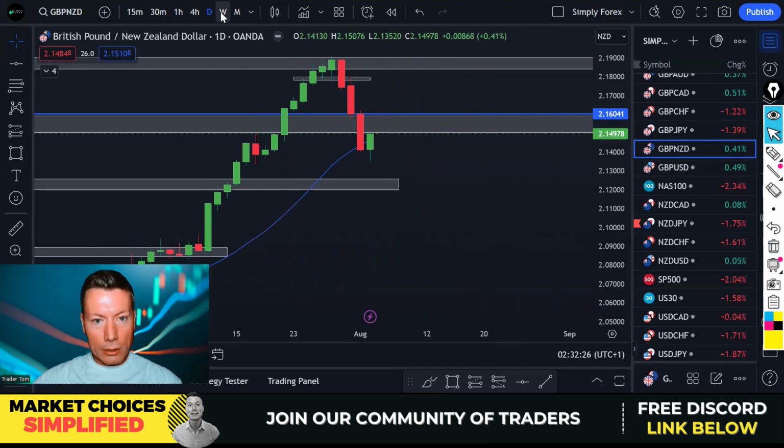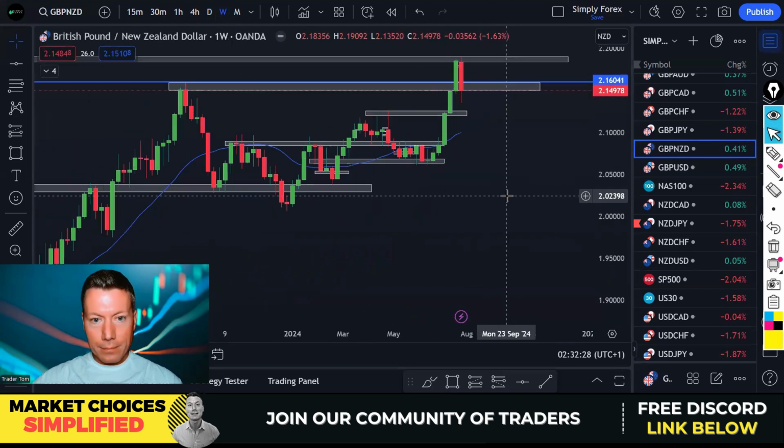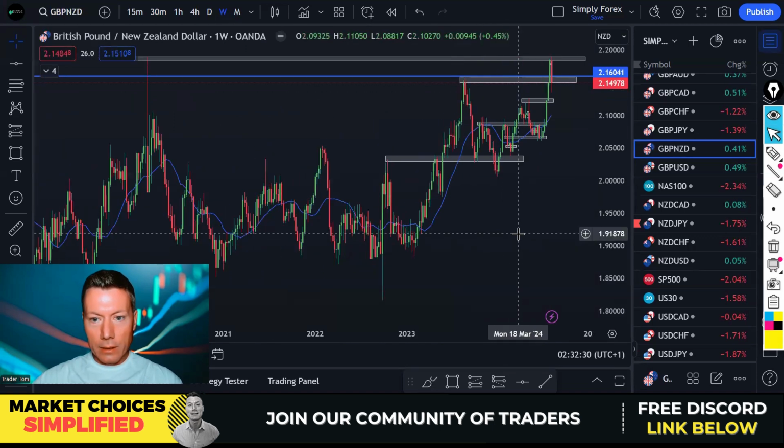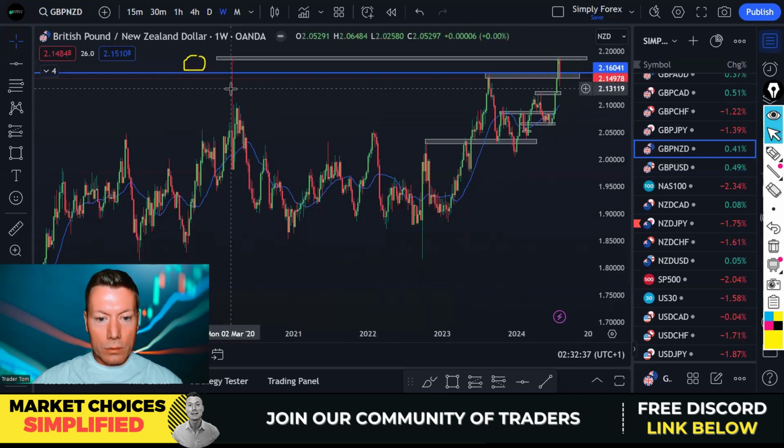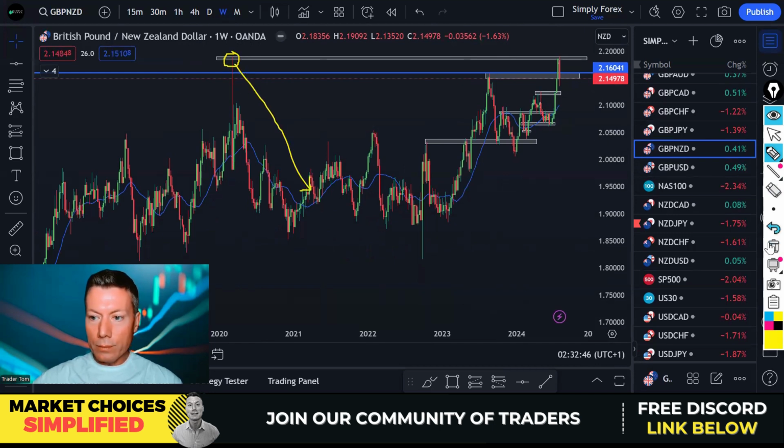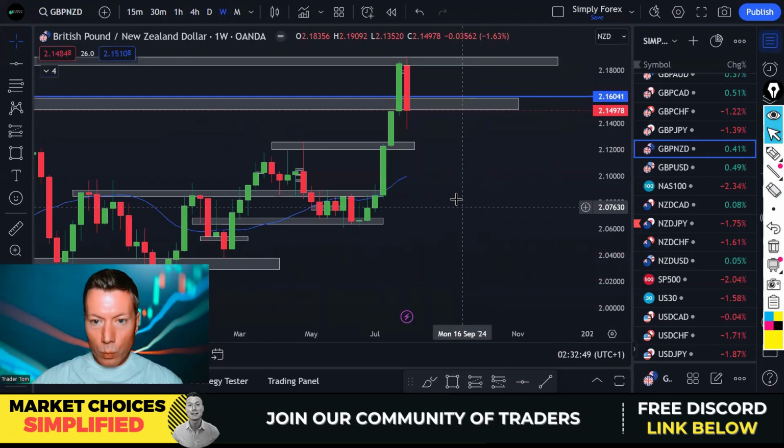But let's look at the weekly chart and see where we're at. And as you can see, guys, this is a high from like 2020, right? This high here is from 2020. And look at the reaction we got. That is quite a substantial level. And then again, if we look at the weekly chart, we have had a nice big bearish weekly candle react at this area of resistance.